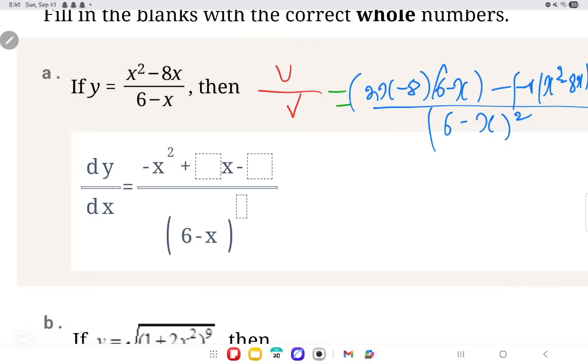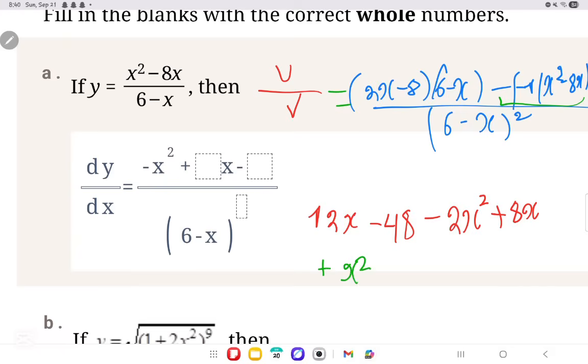So how do you simplify? It's going to become 12x minus 48 minus 2x squared plus 8x. Okay? And we didn't stop here. We also have to simplify this. So it becomes plus x squared plus 8x. Actually, no. Actually, minus 8x.